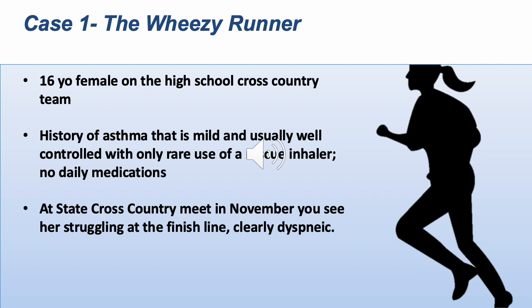So here's our first case. We'll call her the Wheezy Runner. She's a 16-year-old female on the high school cross-country team. She has a history of asthma that's usually mild and really well controlled, with only the rare use of a rescue inhaler. She doesn't take any daily medications. She's at the state cross-country meet in November, and at the finish line you see that she's really struggling. She's clearly dyspneic. She's very short of breath.